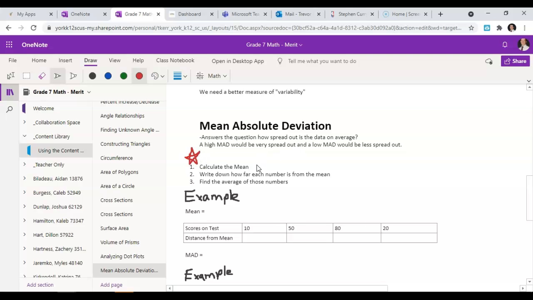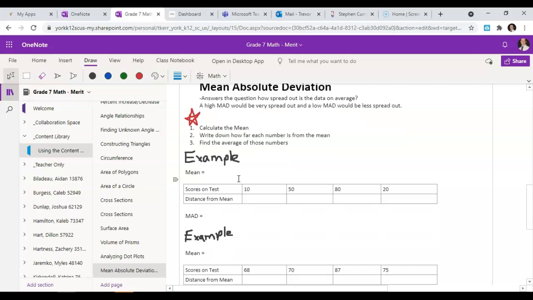Here's how you actually calculate it. There are 3 steps. First, you're going to calculate the mean. We already learned how to do that. You add things up and divide by the number there are. The second step is to write down how far each number is from that mean that you just found. And then lastly, the third step is you're going to find the average of those numbers. Those 3 steps are going to get our answer for us, and we're going to practice that now.